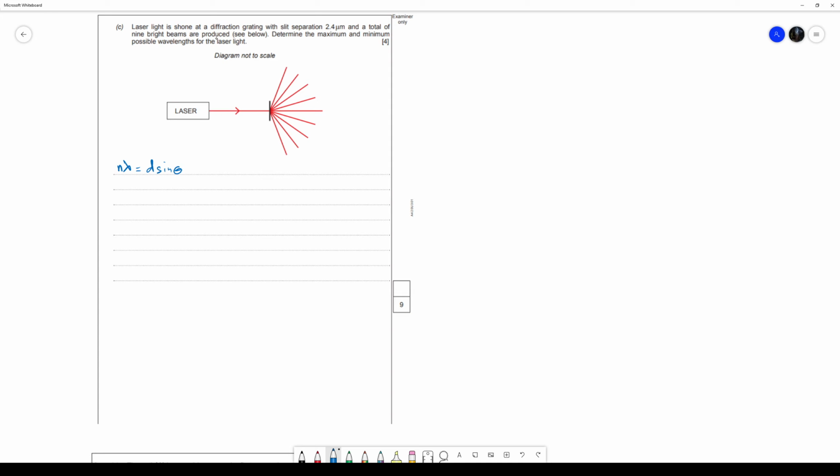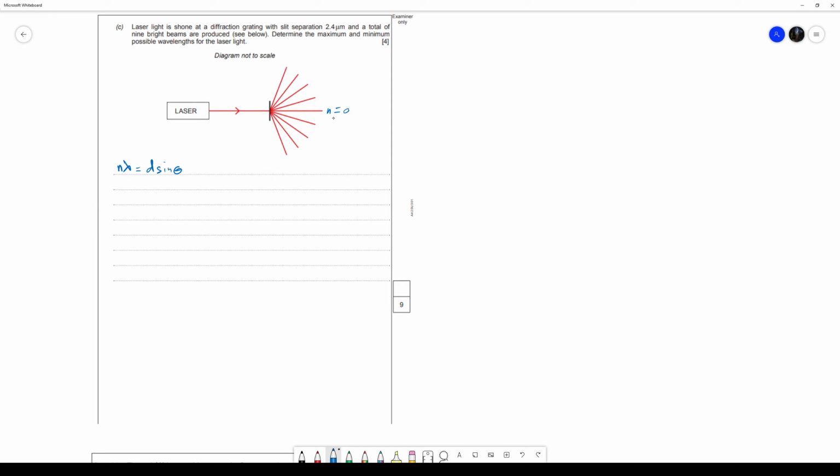9 bright beams are produced. You always get an odd number of beams because the middle one always exists, and then you have symmetry. You've got 2 on each side always. If I write on the order n equals the n from this equation, it's called the order. This is the 0th order, n equals 0.